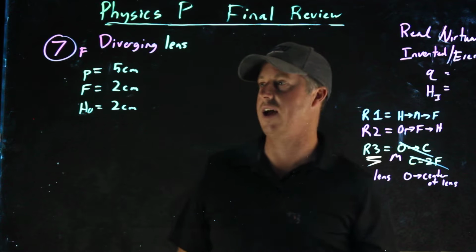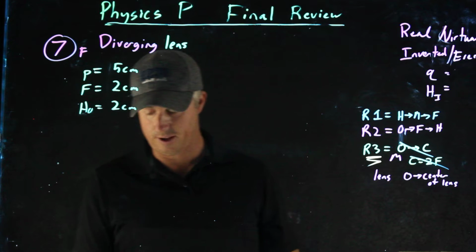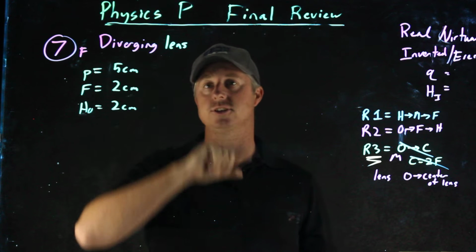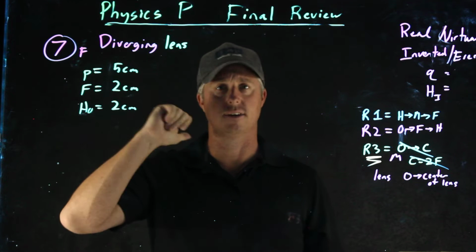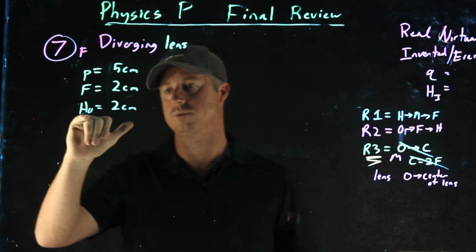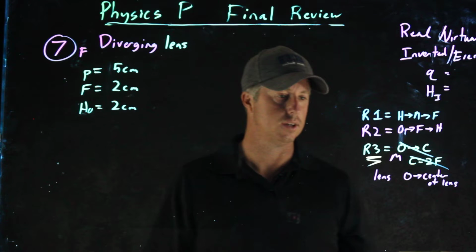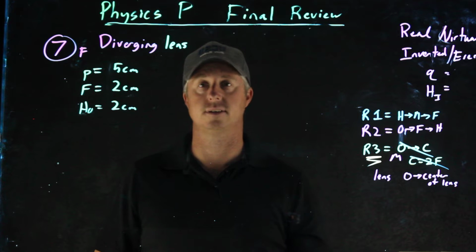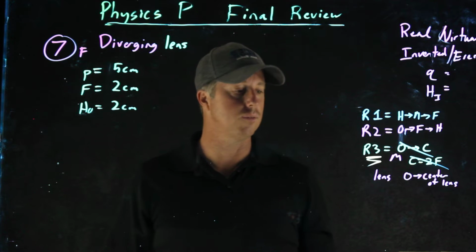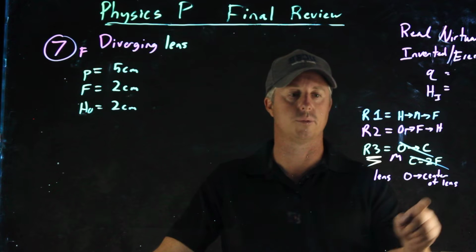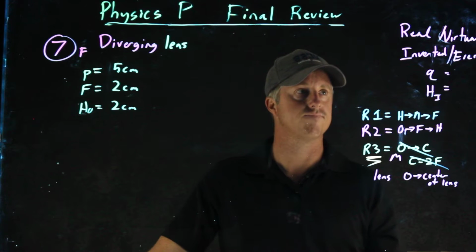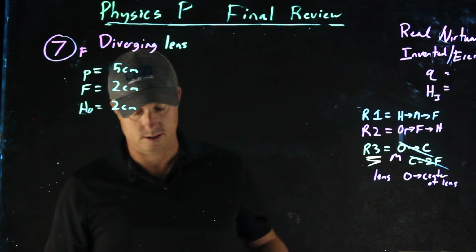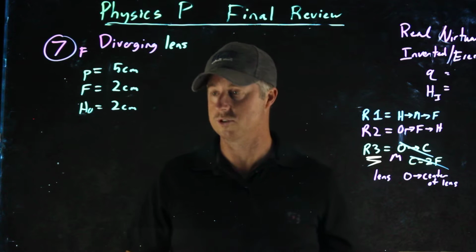Okay, problem 7F, the final one on the review. This one is a diverging lens, and it gave us a P of 5 centimeters, a focus of 2 centimeters, and a height of 2 centimeters. And then I have my rules which I modified in the last video, and I'm using my lens formula for R3. Basically the same stuff we've been doing all along. There's not too many changes in rules as we're drawing this stuff.